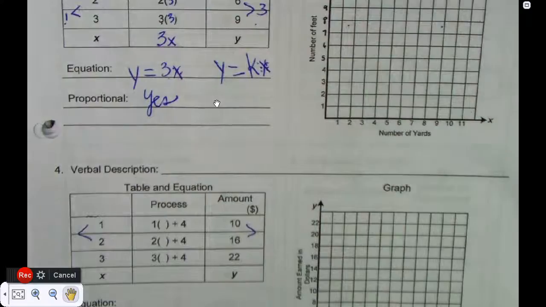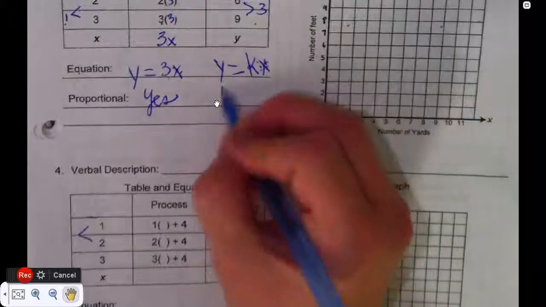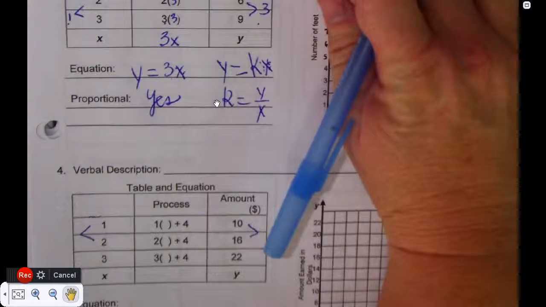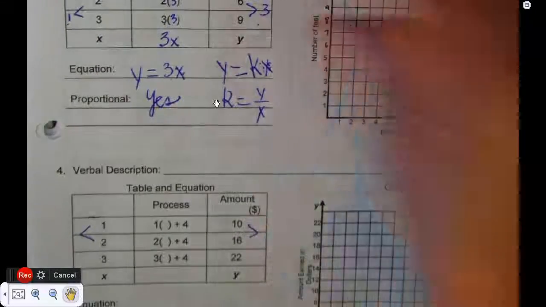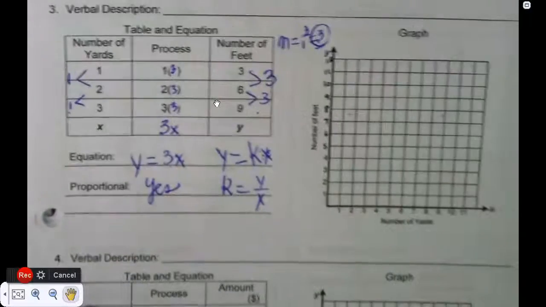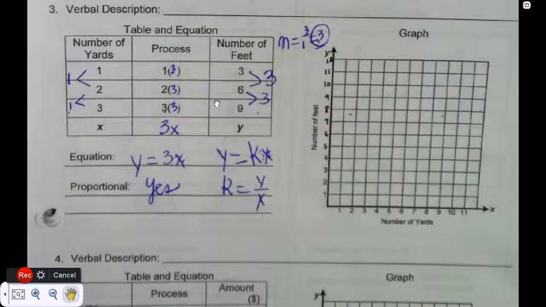Now, there's another reason it's proportional. I hadn't even gotten to the graph yet, and don't say it goes to 0, 0. We don't know that yet. I don't want to hear that. There's another reason it's proportional. By looking at the table, what am I going to go do? We did it on the other two graphs, guys.